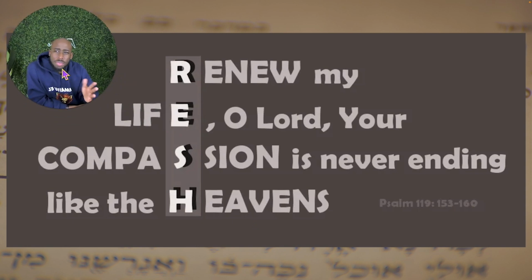Okay, and let's go to the acrostic. Really, really short episode we have for this one, but this is Resh. Renew my life, O Yah. Your compassion, we had to split the S in there. Your compassion is never ending like the heavens. Renew my life, O Yah. Your compassion is never ending like the heavens. And this is the way we can sum up what Psalms 119 is all about.